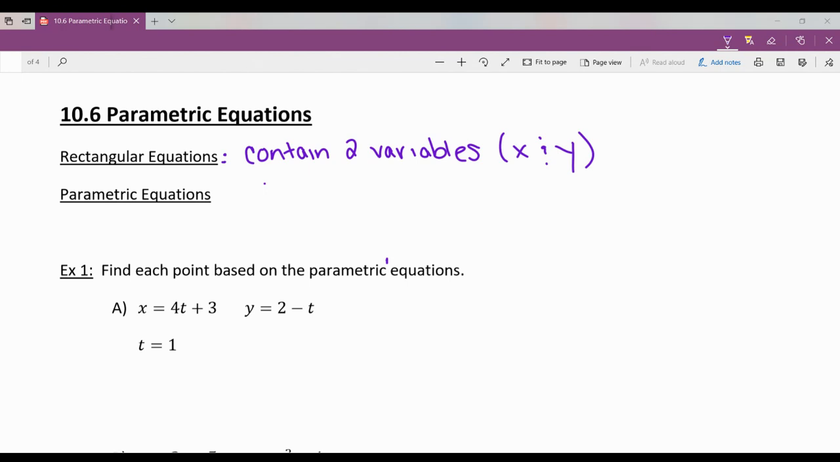All right, so let me just get rid of those little random marks that came up.